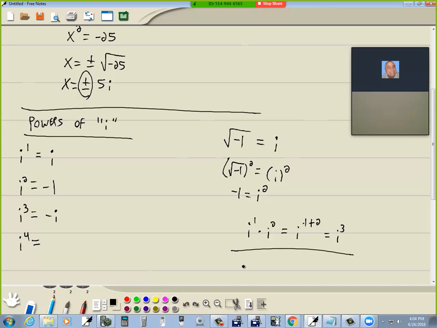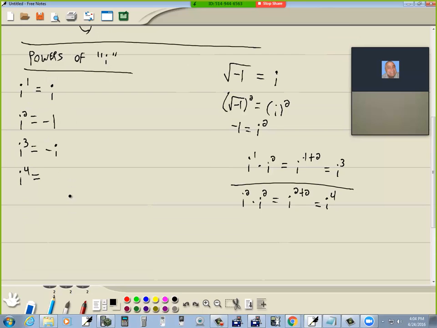Now i to the fourth. If I take i squared times i squared, you add the exponents. So that would be 2 plus 2. That would give me i to the fourth. But if I look at what i squared is equal to, i squared is equal to negative 1. So that's the same as saying negative 1 times negative 1, which gives us a positive 1.